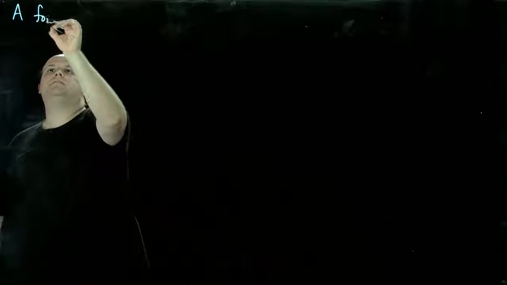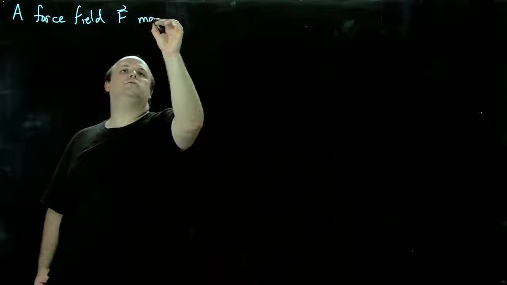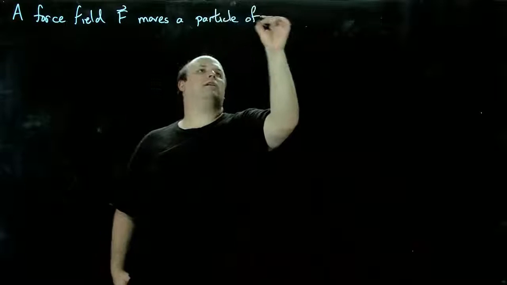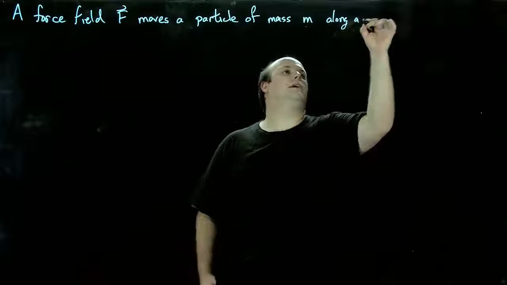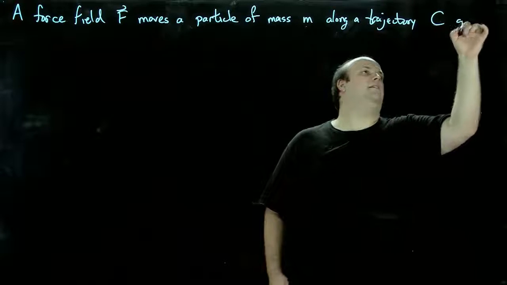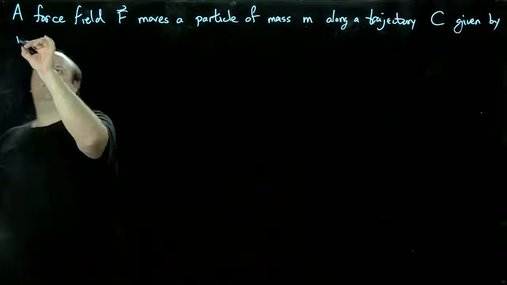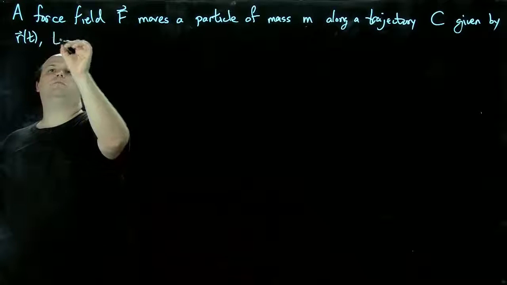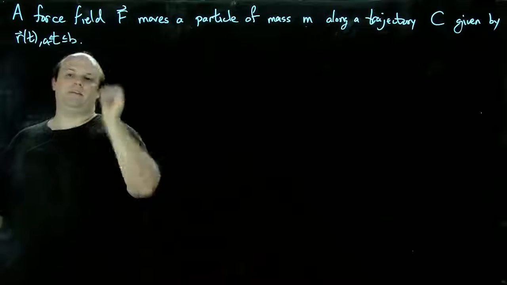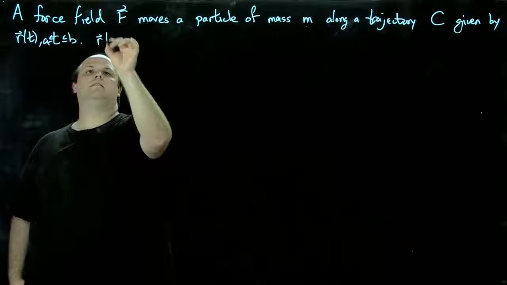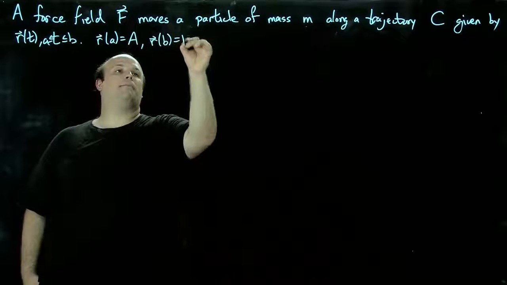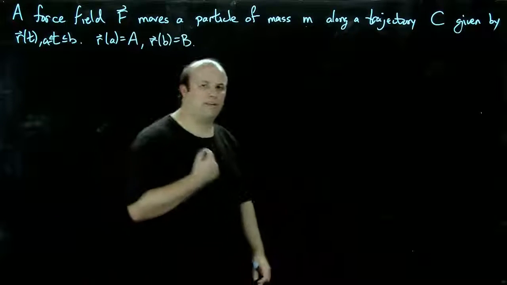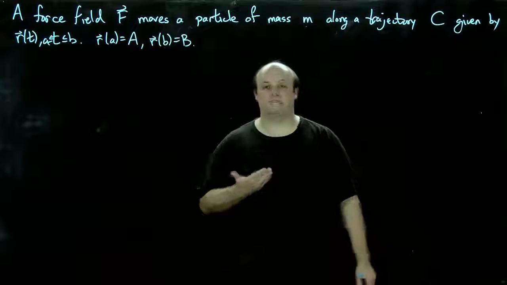Okay, so let's suppose a force field, F, moves a particle of mass m along a trajectory C given by r of t, where t goes from a to b, right? And then I'm going to let r of a be capital A and r of b be capital B. Right, so it moves it from point A to point B along this curve C.